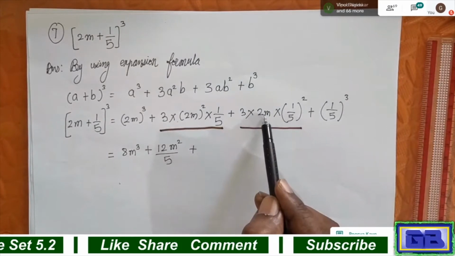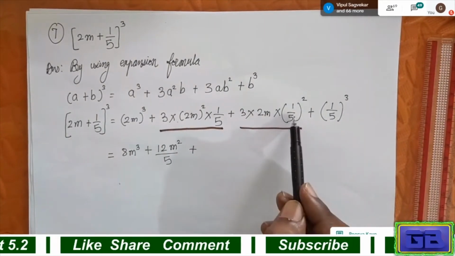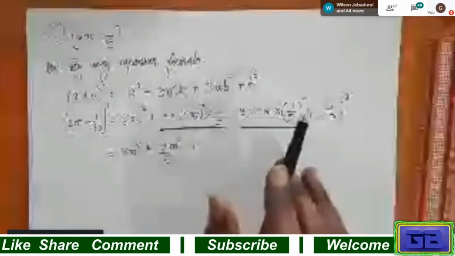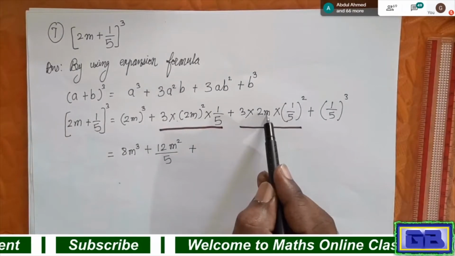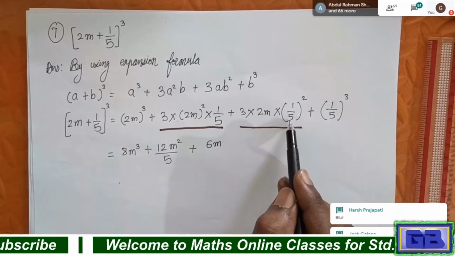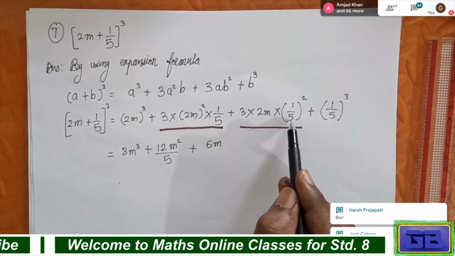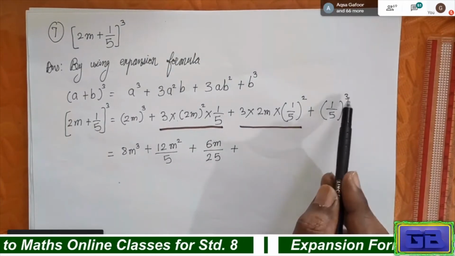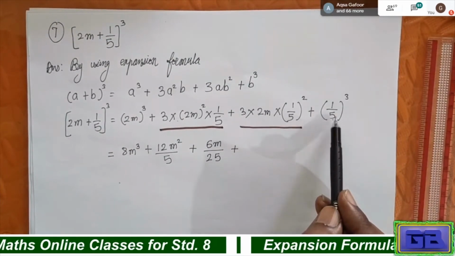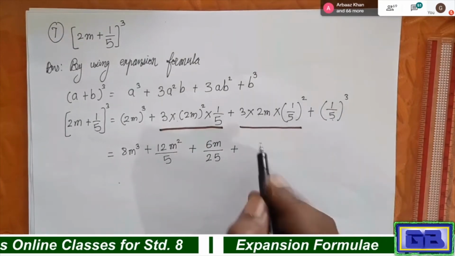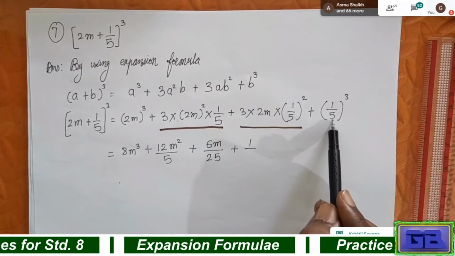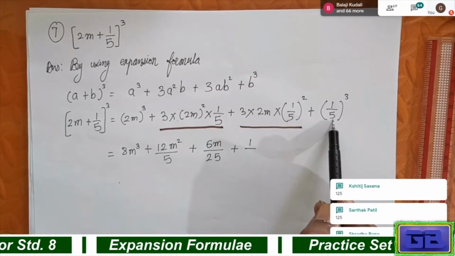Therefore 6m will come at the place of numerator, but the square of 5 we have to take at the place of denominator. 3 to the 6m, the square of 1 upon 5 is 1 upon 25, plus now the cube of 1 and the cube of 5 we have to take. Cube of 1 is 1 itself. Type the cube of 5. Yes, Kshitij, 125.